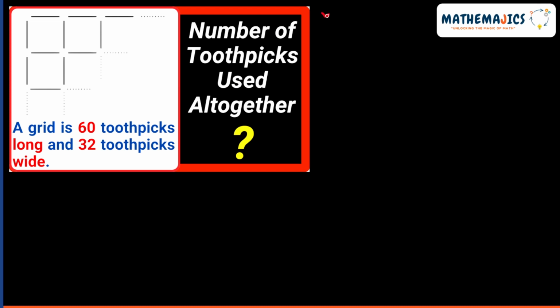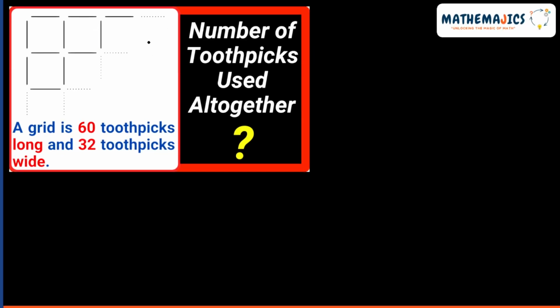So we have this very interesting question today in which we are given a grid formed by toothpicks. Now the grid is 60 toothpicks long and 32 toothpicks wide. What does that mean? We have horizontally 60 toothpicks in each row, and we have vertically 32 toothpicks in every column. Correct. Now we need to know the total number of toothpicks that we have used altogether to form this grid. Okay, so let's try to find this out.